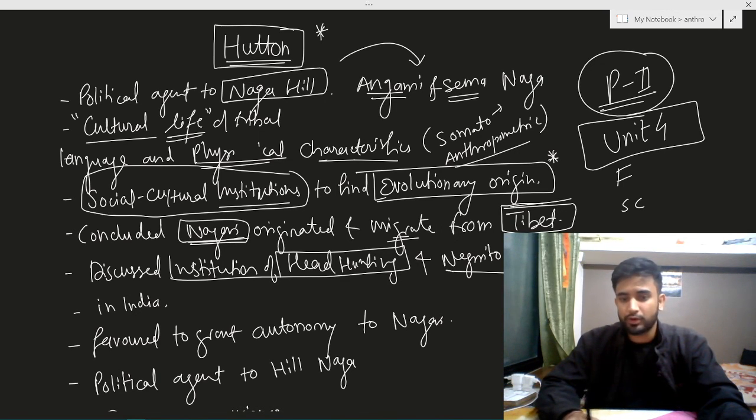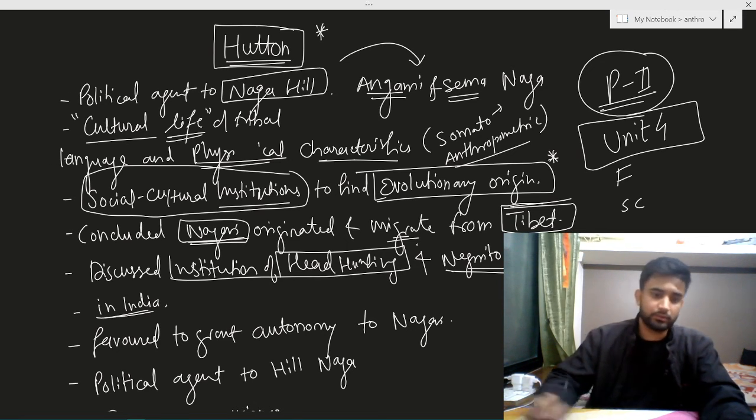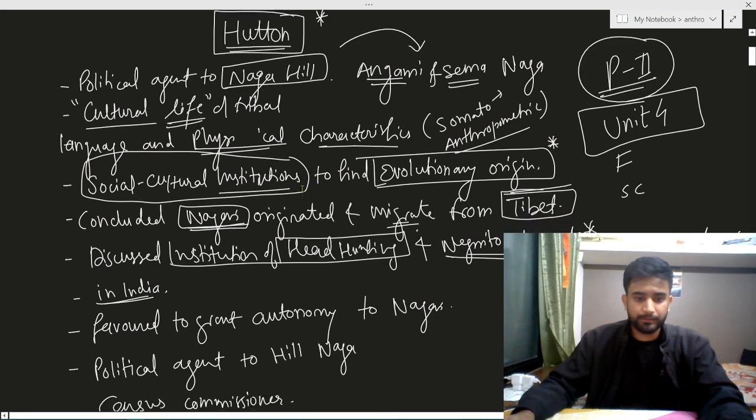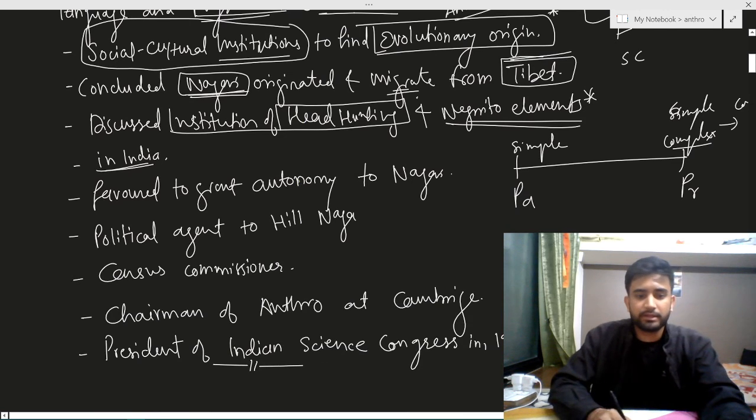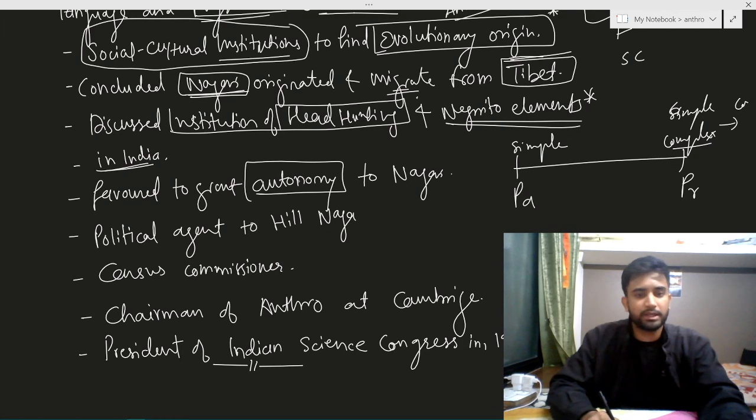Then he also talked about the Negrito element in India. There is a separate question on the Negrito element in India, so it is not necessary to discuss it here, but we will have a separate question on it. Just mark a star and you can read it before we do that. Next, he was someone who favored granting autonomy to the Nagas. He also acted as a political agent, which we have already covered.